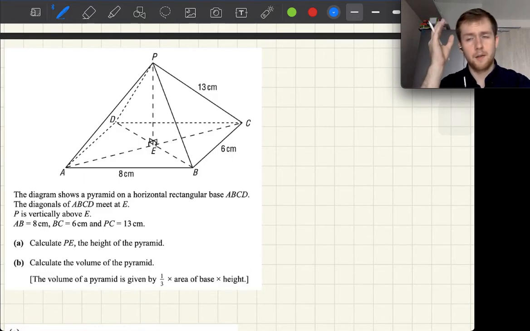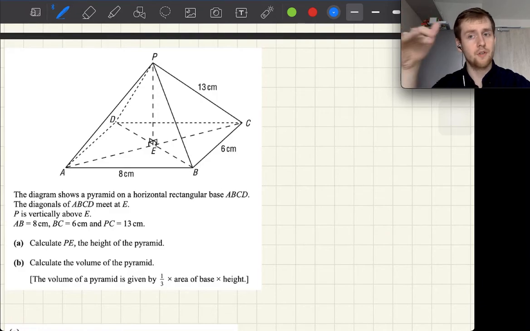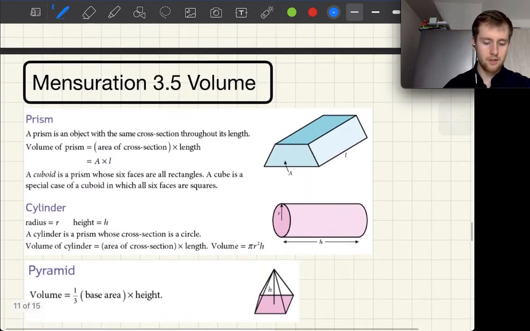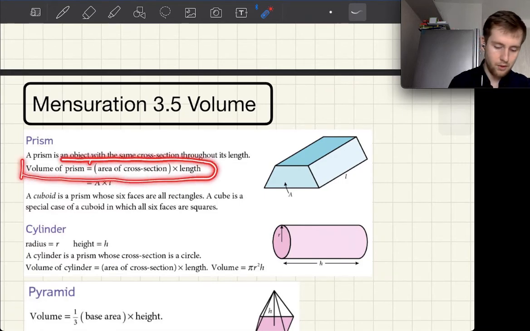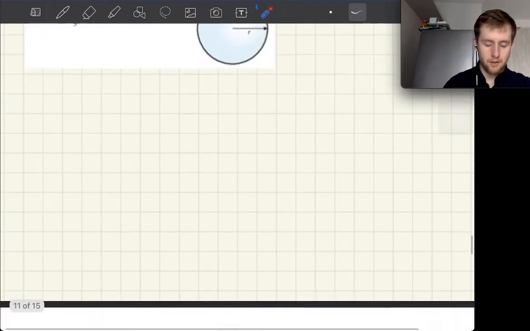The only case, like a prism, in lots of cases the volume of a prism is not mentioned. So again, let's just go back for a second. Guys, make sure you remember this formula, because this one is often not mentioned, so you have to memorize it. Okay, so let's get started.